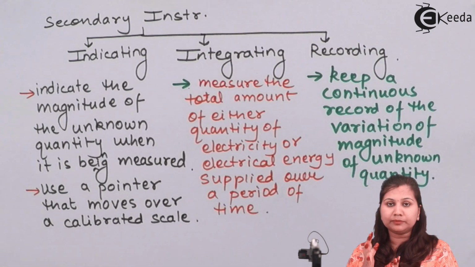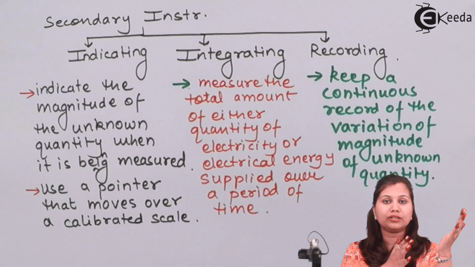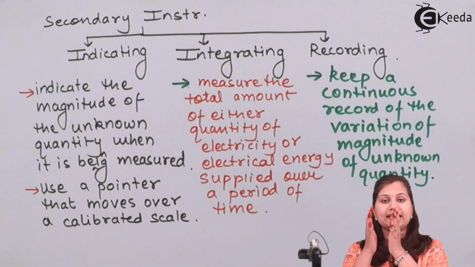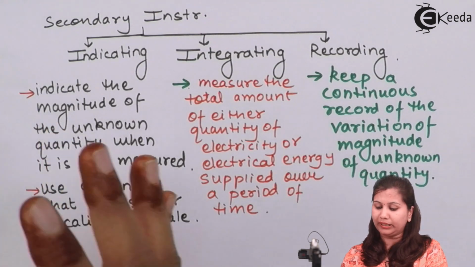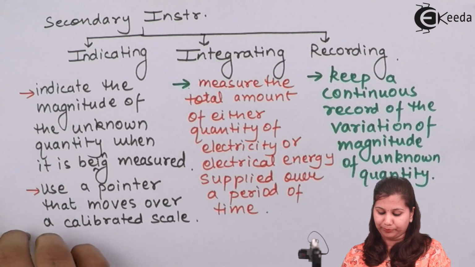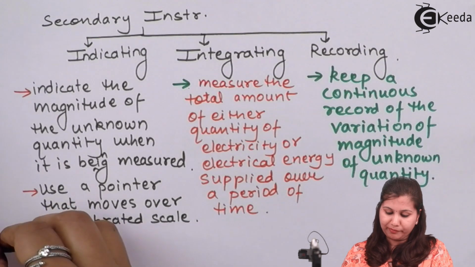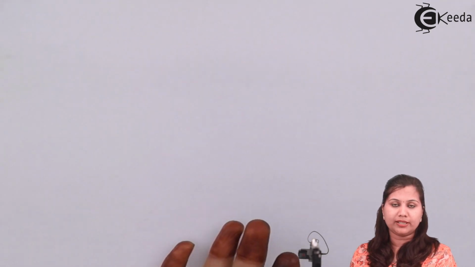Okay, so the first classification is the absolute and the secondary instruments. Secondary instruments are further classified into indicating, integrating and recording. Now the next classification of measuring instruments is on the basis of the signal used by them, like analog and digital instruments. If the output of the instrument is an analog signal, that will be an analog instrument. And if the output of the instrument is in digital form, the instrument is called a digital instrument.